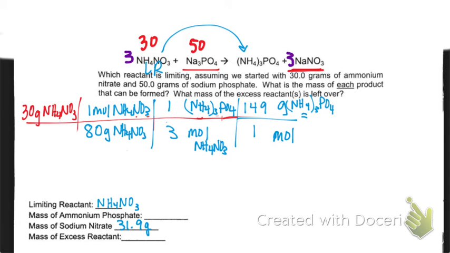What did you say? 144 or 149? I got 149. So now I multiply across the whole top, divide by the whole bottom. 30 times 149 divided by 80 divided by 3. Yeah, 18.6.